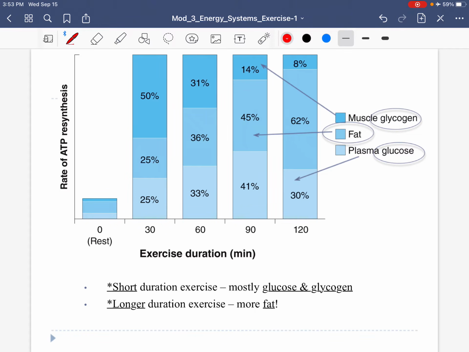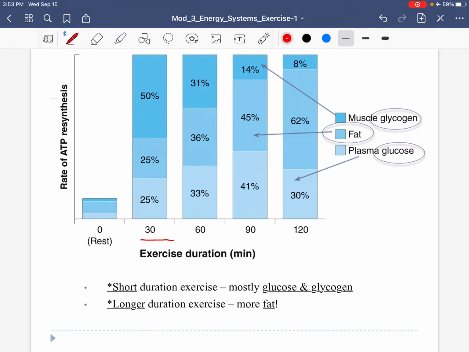Here's a fancy graph. I'm not going to ask you to know this fancy graph, but I show this to you. This comes right from the Jake and Droop textbook. I show this to you because research backs up what I'm saying. I'm not just making up stuff.